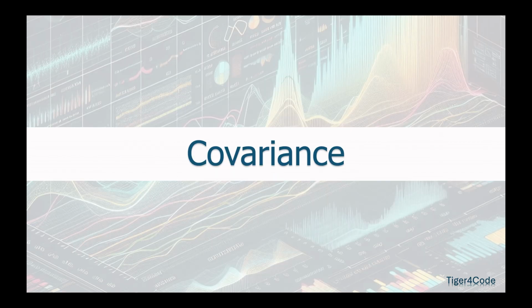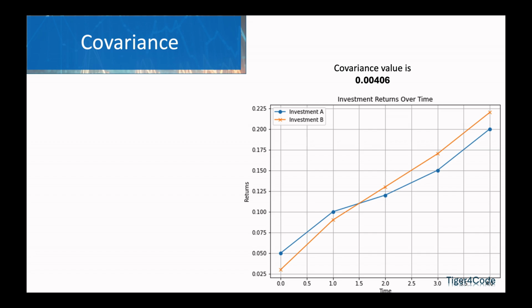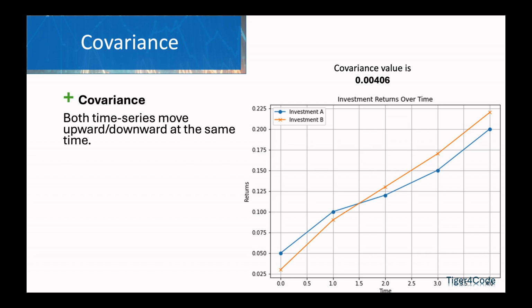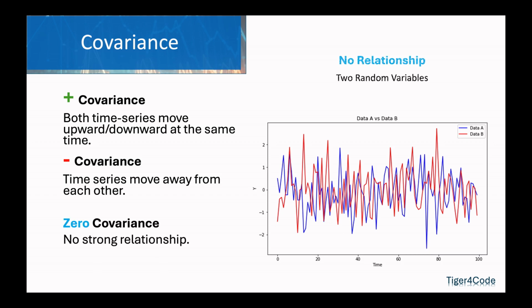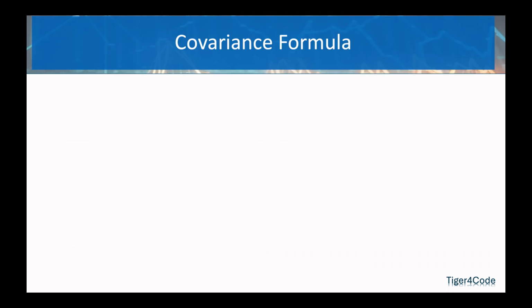Let us take investment returns as an example. A positive covariance means both investments' returns tend to move upward or downward in value at the same time. An inverse or negative covariance, on the other hand, means the returns will move away from each other. When one rises, the other one falls. If the covariance value is 0 or close to 0, it suggests there is no strong relationship between the two investments' returns. Covariance is commonly represented by the symbol cov(x,y), where x and y are two random variables.